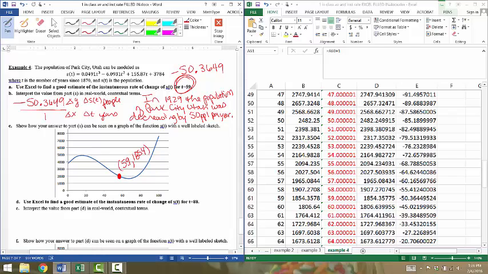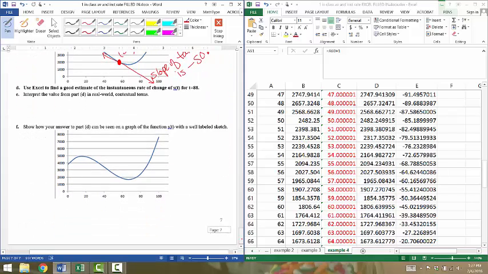So in that year, in 1929, there were 1,854 people in Park City, Utah. And what it means to find the instantaneous rate of change is to find the slope of this tangent line. And we know the slope of this tangent line is about negative 50.3649, going down by about 50 people a year at that time.